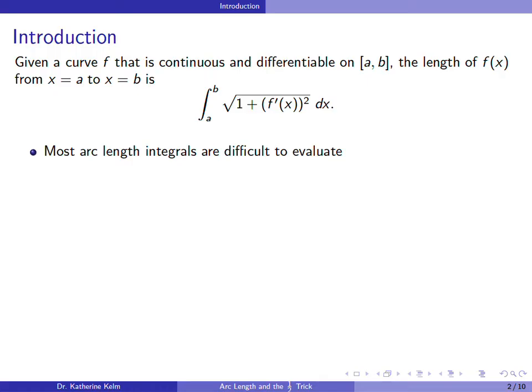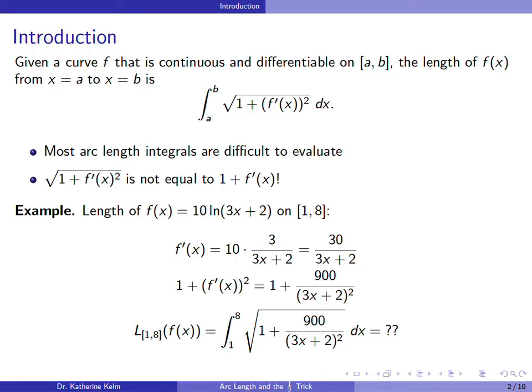Most arc length integrals are notoriously difficult to evaluate. Since the square root of 1 plus f prime of x all squared is not equal to 1 plus f prime of x, we cannot split up the square root this way. So we end up with an integrand that is difficult to find an antiderivative of.